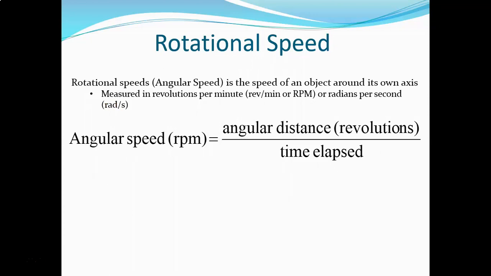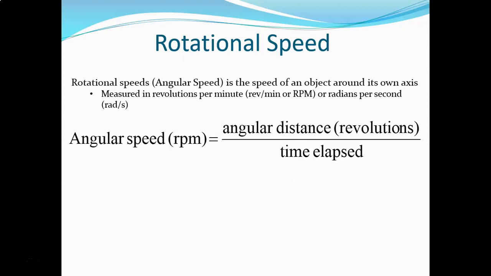Rotational speed, speed of an object around its own axis, measuring revolutions per minute. So we deal with RPMs a lot. Most cars today have an RPM gauge on your vehicle, and if you're not familiar with what that is, it's the crankshaft in the engine. The crankshaft, typically in the bottom of the engine, we're looking at how many times that thing rotates within a certain time frame.